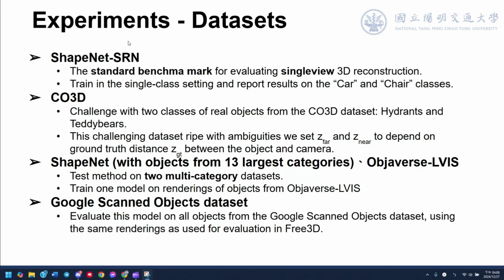Hello everyone. Next, I will present the experiment section. First, I will introduce the dataset. The dataset is mainly divided into two parts, single class and multi-category.